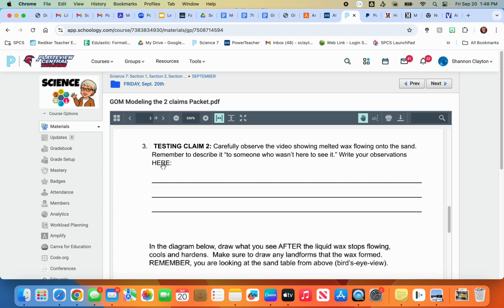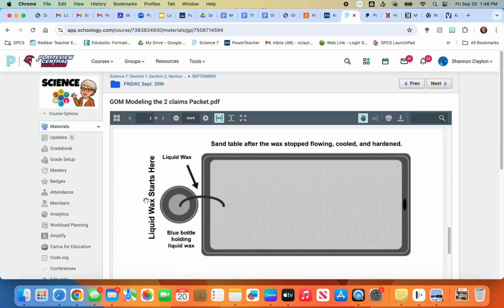And then ultimately, did a channel form? If it did, explain how you know. Again, use the definition of the word channel. Now, you're going to notice I've got the exact same diagram here that I want you to use to show what it looked like when the wax cooled and hardened. So this is the sand table after the wax stopped flowing. It cooled and it hardened. Show me what it looked like.